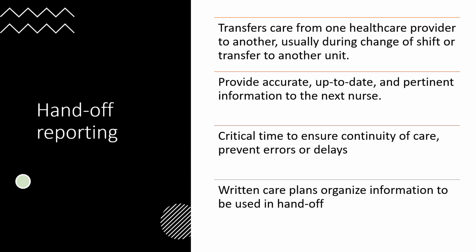One of the ways we use the nursing care plan is in our handoff reporting. And handoff reporting, and we'll talk more about this in communication, transfers care from one healthcare provider to another. It's usually during change of shift or transfer to another unit. One of the ways we do that is using an SBAR, and we'll talk about that SBAR in communication. It provides accurate, up-to-date, and pertinent information to the next nurse. It's a critical time to ensure continuity of care and prevent errors or delays. And written care plans organize the information to be used in handoff.